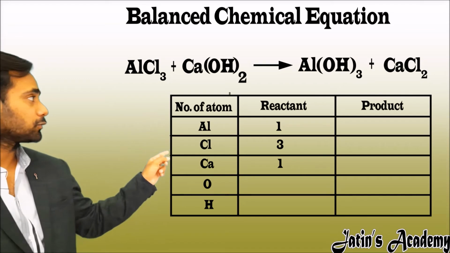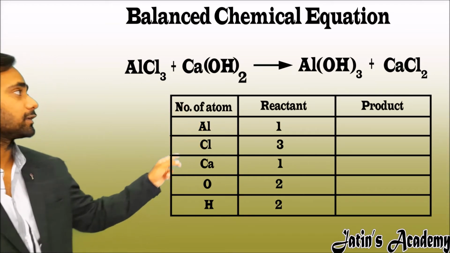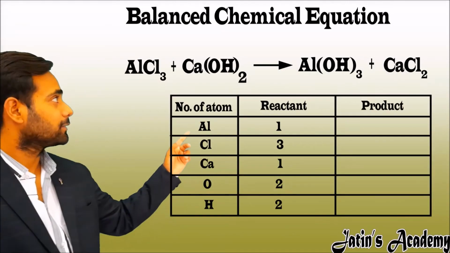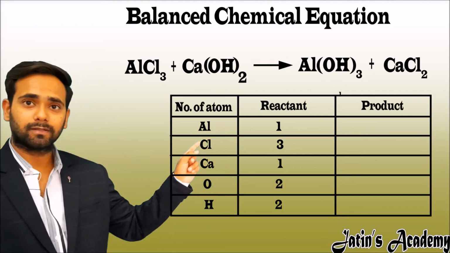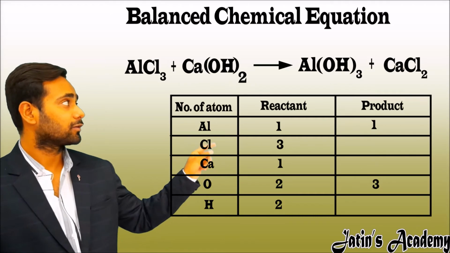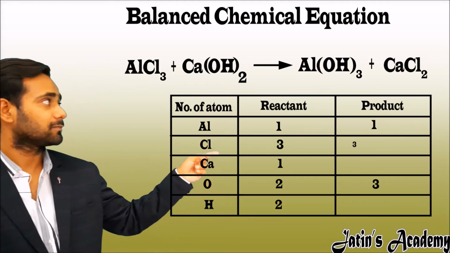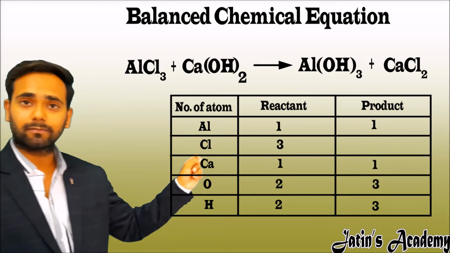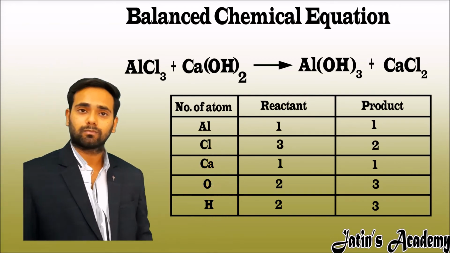O is of 2 atoms because the subscript is 2, and H is of 2 atoms, the same subscript we use, that is 2. Now coming to the product side, here the number of atoms of aluminium is 1, the number of oxygen atoms is 3 because the whole subscript of OH is 3. The number of hydrogen atoms is the same, 3, because the subscript is 3. The number of calcium atoms is 1 and the number of chlorine atoms is 2.